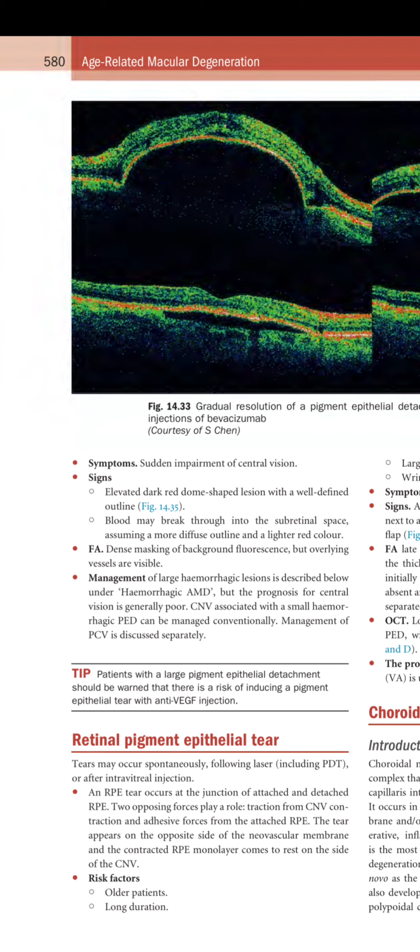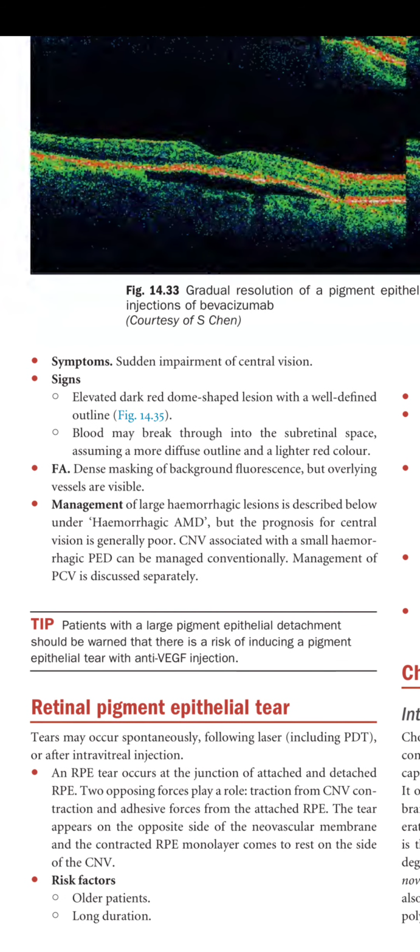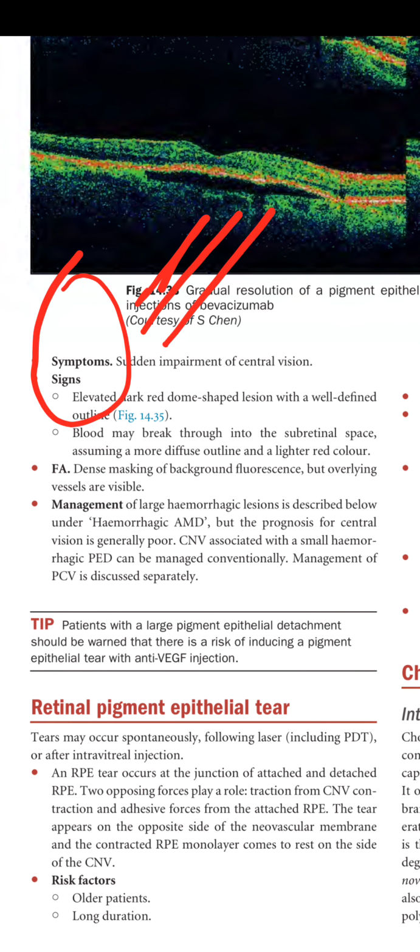Sudden impairment of central vision. The signs may show an elevated, dark red, dome-shaped lesion with a well-defined outline. Blood may break through into the subretinal space, assuming a more diffuse outline and a lighter red color. FA shows dense masking of the background fluorescence, but overlying vessels are visible. So vessels on the retina are visible, but the background fluorescence is usually hypofluorescent.